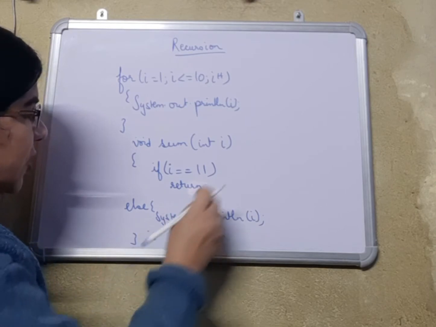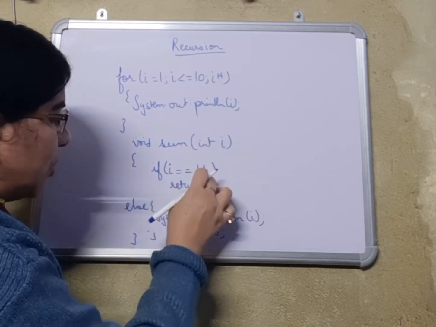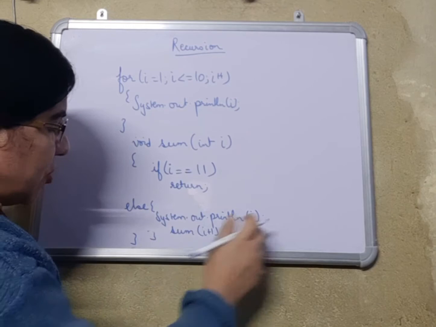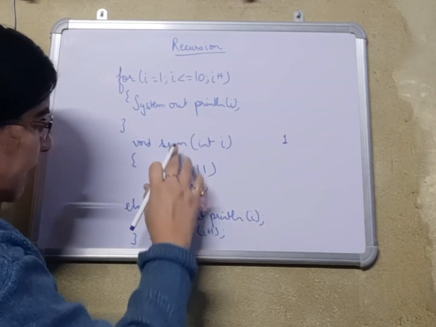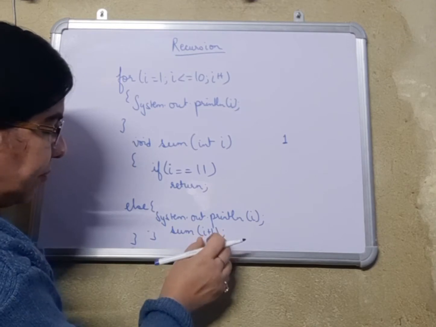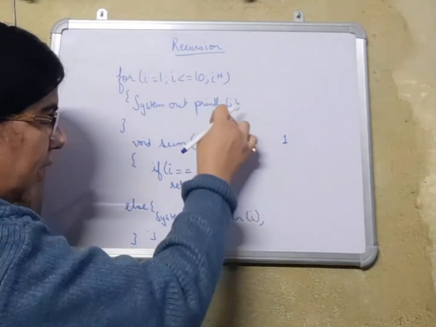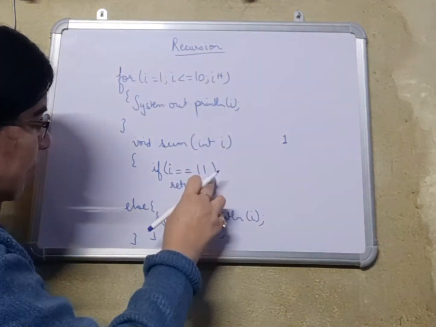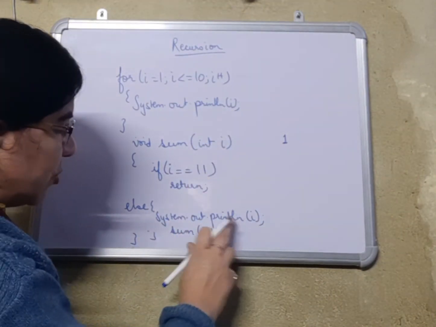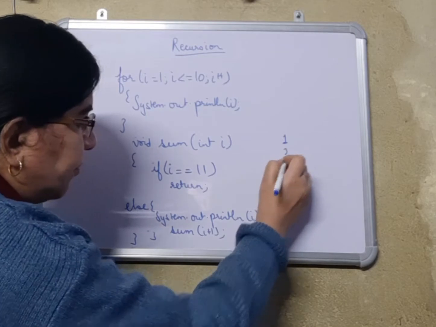Now how does it execute? i is 1, 1 is equal to 11, no. System.out.println is going to print 1 on the screen. Then we are calling the sum function and sending i plus 1. That means we are sending 2. It will re-enter with the new value of 2. 2 is equal to 11 is a false condition. Again it will come to the else part and print 2.